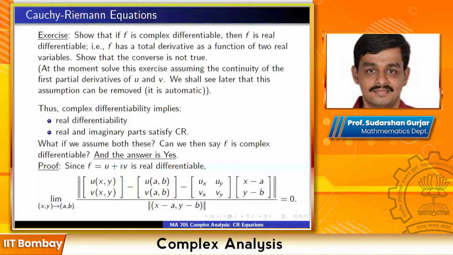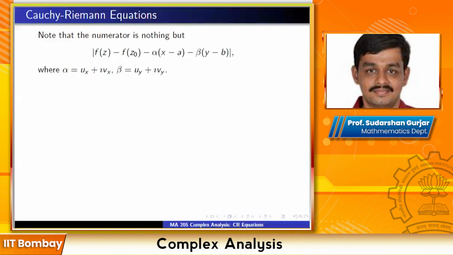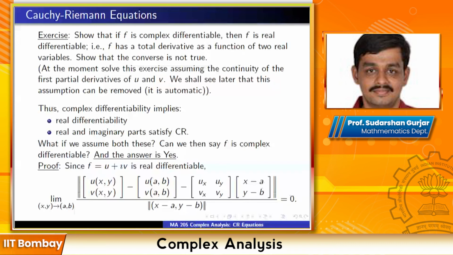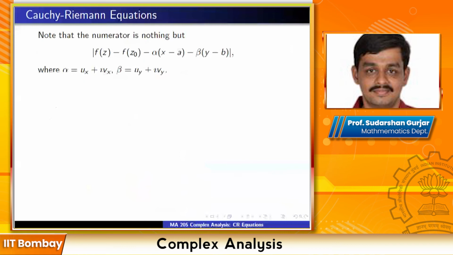Expand out this numerator, whatever I have written in the beginning of this slide, and you will see immediately that it is exactly the norm of the numerator at the end of the previous slide. It really amounts to the very trivial statement that the norm of a column vector a comma b is the magnitude of the complex number a plus ib. That's all that is being used here.